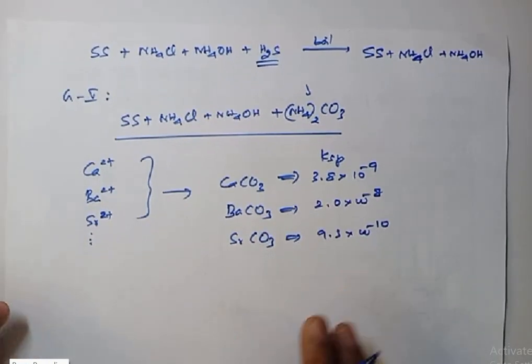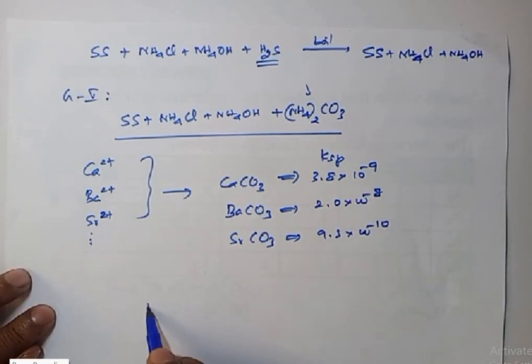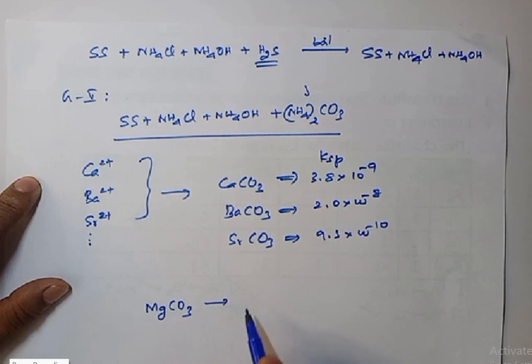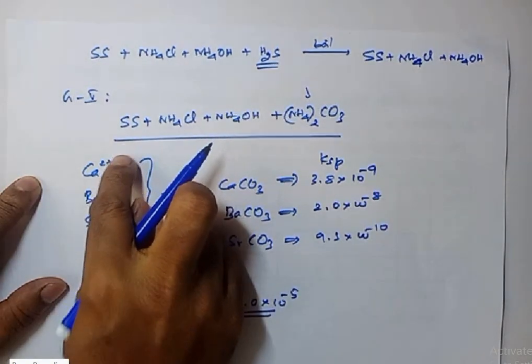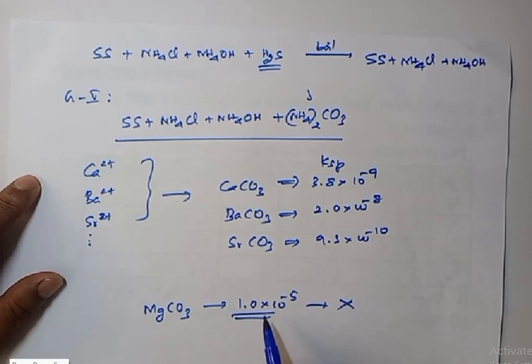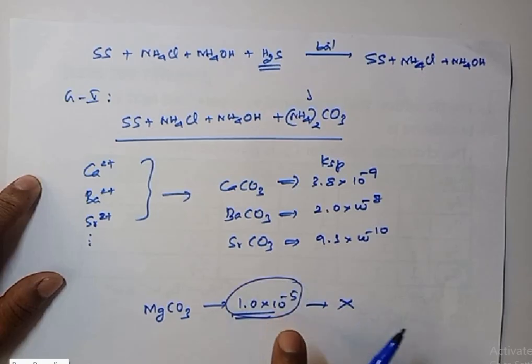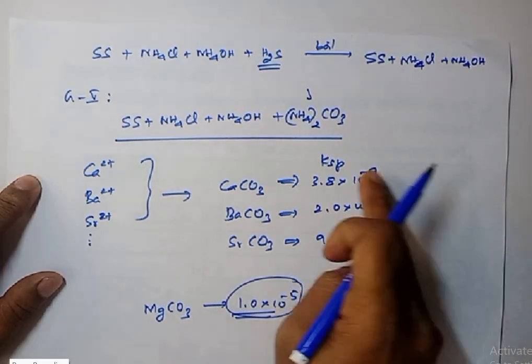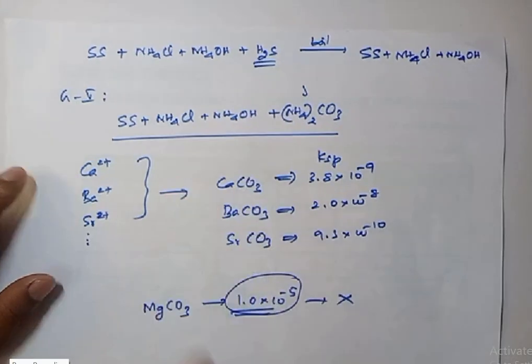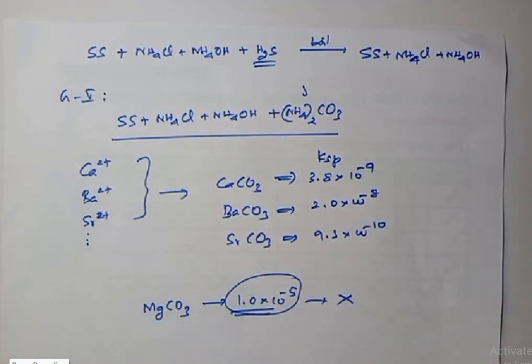Whereas, if you take magnesium ion, which is present in group 5, observe carefully: for magnesium carbonate the solubility product value is 1.0 times 10 to the power minus 5. While doing group 5 analysis, magnesium never forms a precipitate. Why? Because the solubility product value is comparatively high, high compared to these values.